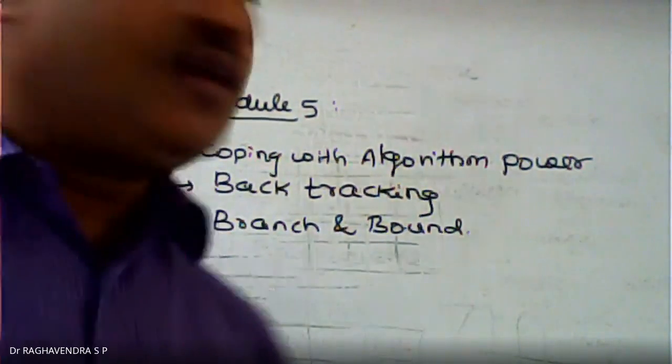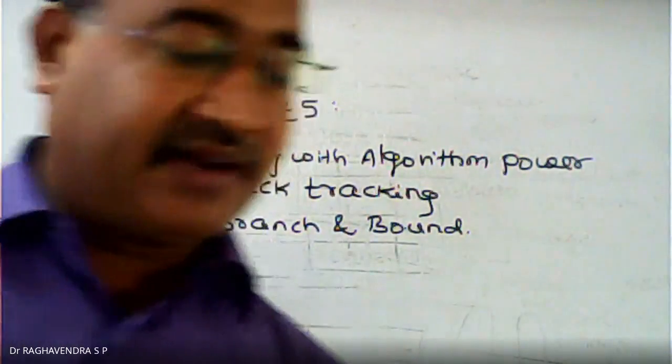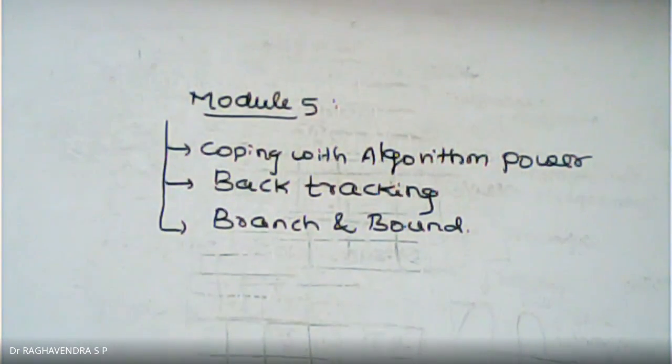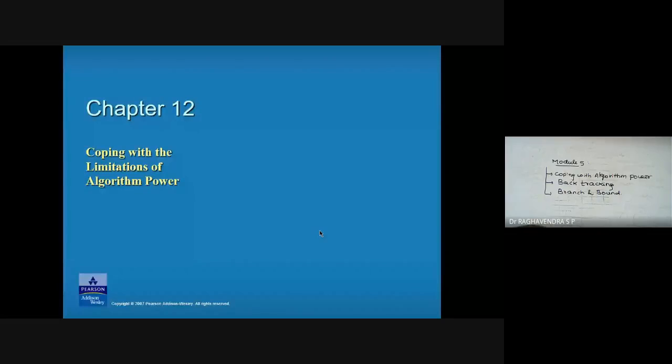First of all, I'm going to discuss the concept of backtracking. What is backtracking? What are the different types of problems linked to backtracking? I'm going to share the PPT, we will go through it, then we can solve some problems on that. The slides are visible, I hope. The topic is coping with the limitations of algorithm power.